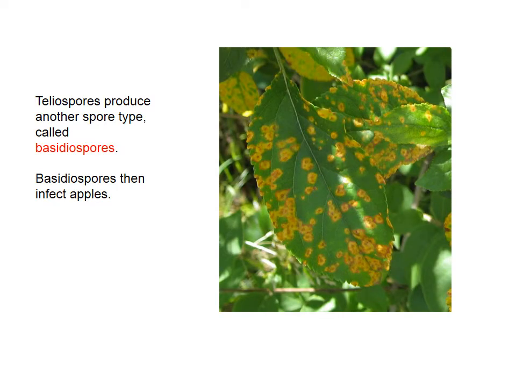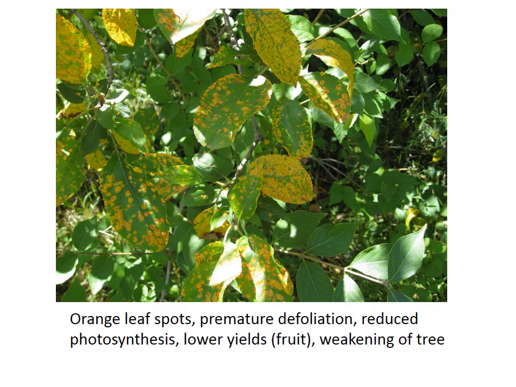And this is what the infection looks like on an apple tree or a crab apple. We see these orange leaf spots on the foliage. So here's a pretty heavily infected tree, and again we see these orange leaf spots. Severe infection can lead to premature defoliation, reduced photosynthesis. If we're talking about fruiting apples, this will lead to lower yields and overall weakening of the tree, especially if it happens year after year after year.